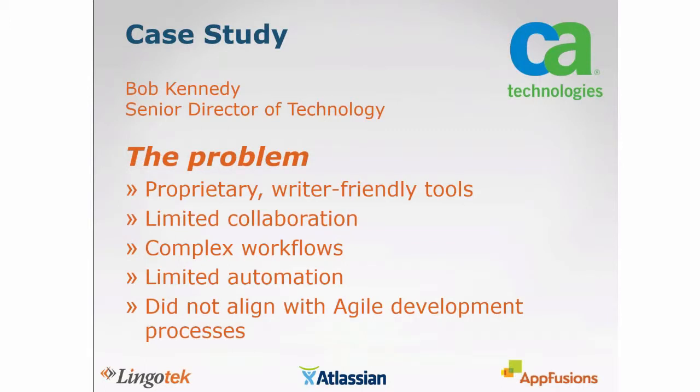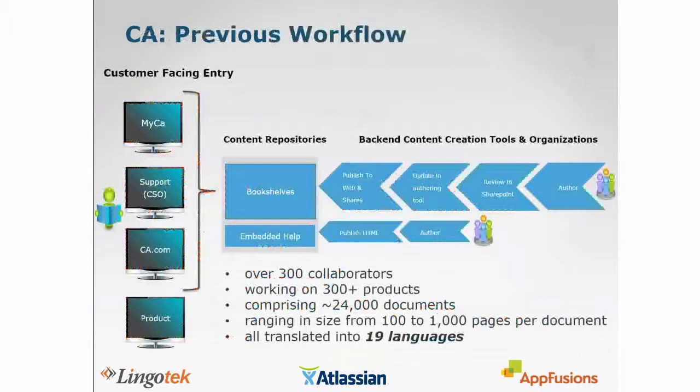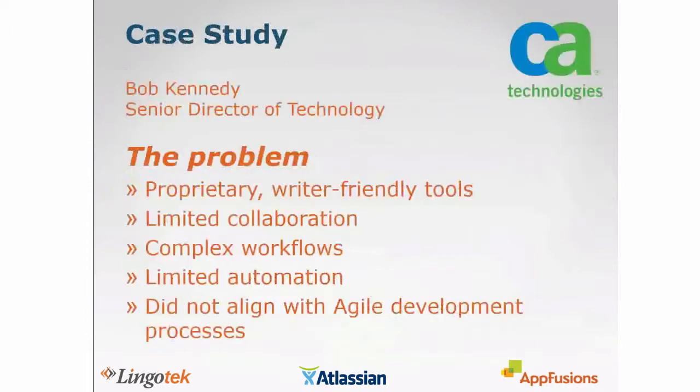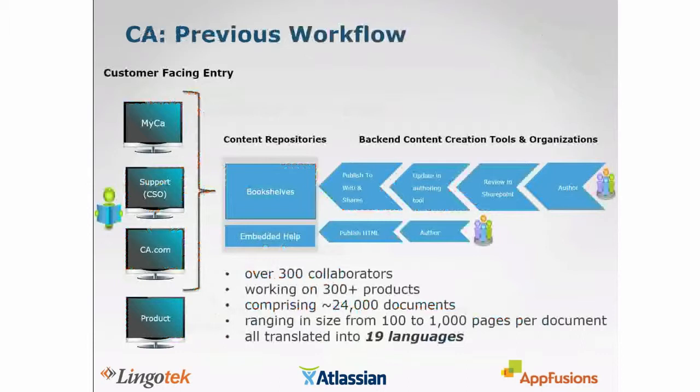So the problem that we have pretty much aligns with what Larry has already discussed. For example, can you step back? Can you go back a slide? We're authoring in a tool that's very writer-friendly, but not necessarily friendly for collaboration. We have complex workflows, and I'll give you an example of those. We've automated where we could, but there's still a lot of manual involvement to move our product information through the various tools and platforms to get it out onto the web so our customers can access it. And all of these processes did not align with our current agile development processes that we've adopted at CA.